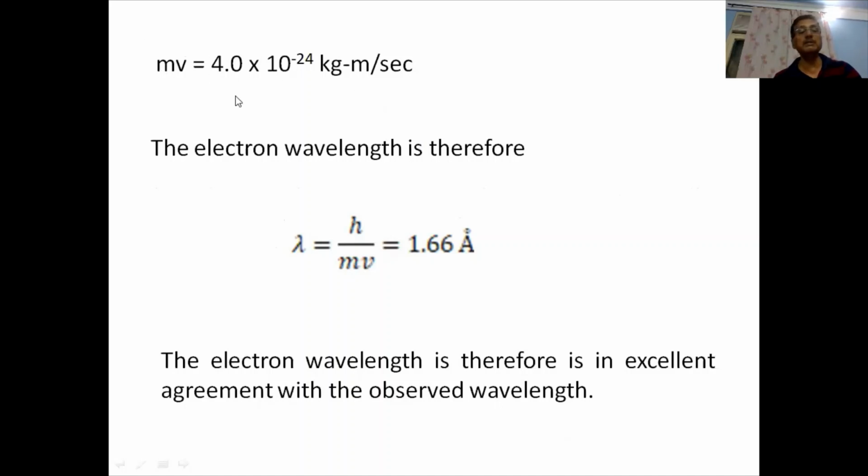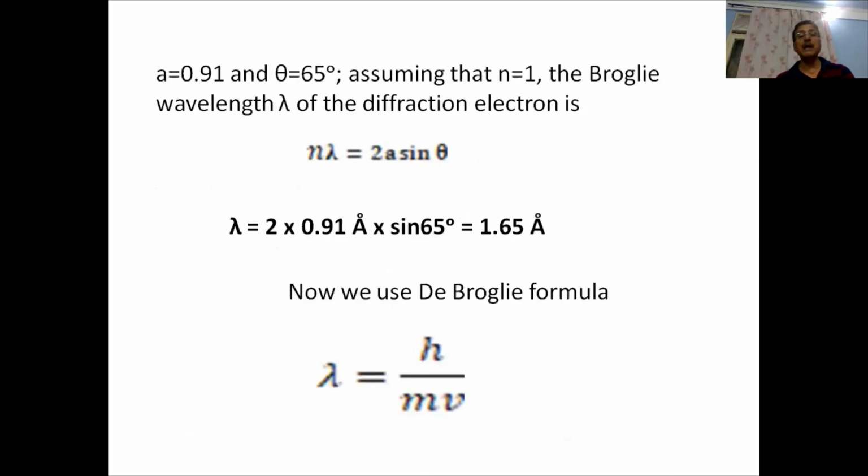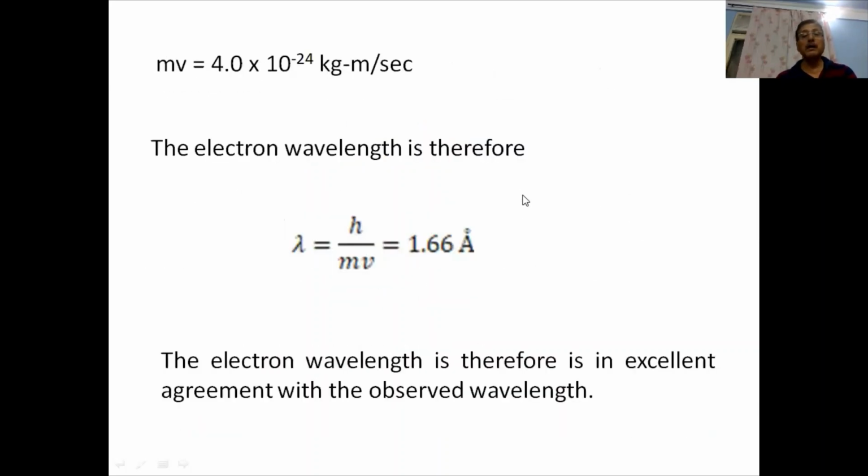If we put this value into the de Broglie formula to calculate the wavelength, then lambda is equal to h by mv is equal to 1.66 angstrom. The electron wavelength here is therefore in excellent agreement with the observed wavelength. The observed wavelength was 1.65 angstrom, as you can see from here, and what it should be according to the de Broglie formula is 1.66 angstrom, a strikingly similar value.